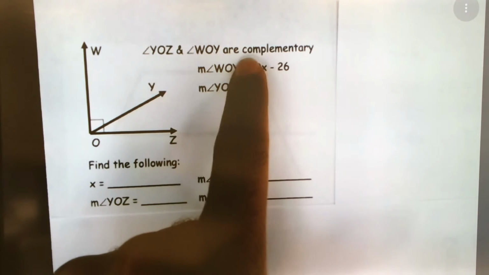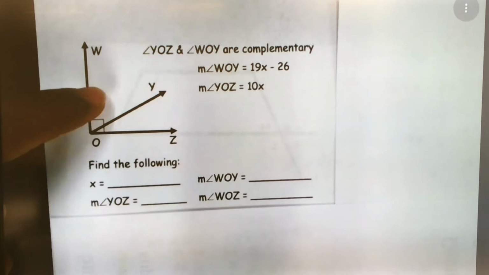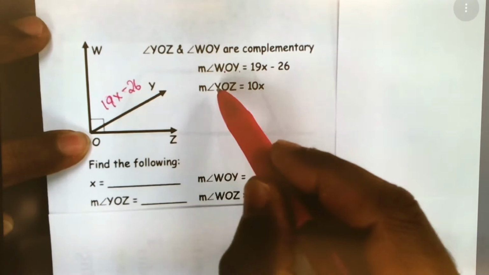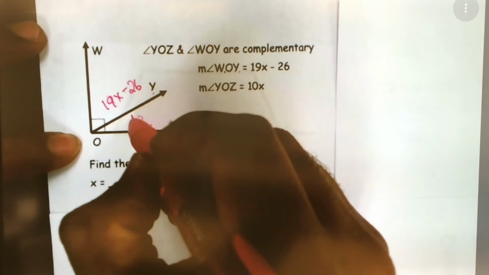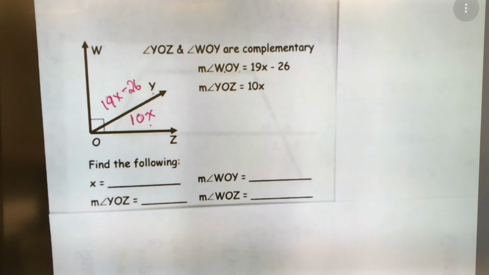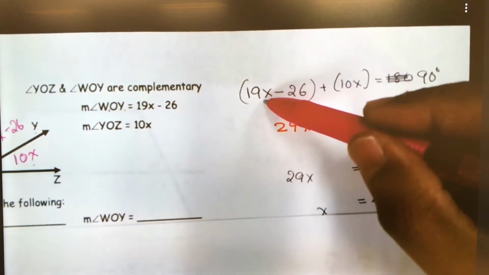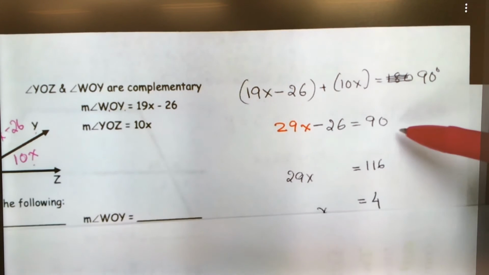They are complementary. C comes first, so C adds up to 90. That means these two angles add up to 90. So angle WOY is 19x minus 26, and YOZ is 10x. Now we know that those two angles are complementary, which means they add up to 90 degrees. So combine the like terms: 19x plus 10x becomes 29x minus 26 equal to 90.